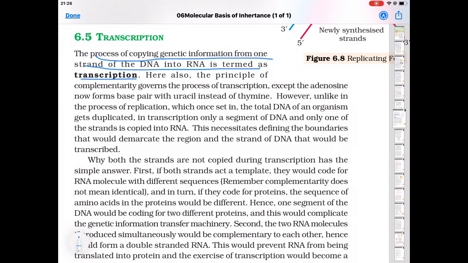The principle of complementarity governs the process of transcription, except that adenosine now forms base pair with uracil instead of thymine. So in RNA, in place of thymine, uracil is present. In transcription, only a segment of DNA and only one of the strands is copied into RNA. Only one strand of DNA takes part in transcription, and sometimes only a small segment of DNA is transcribed.